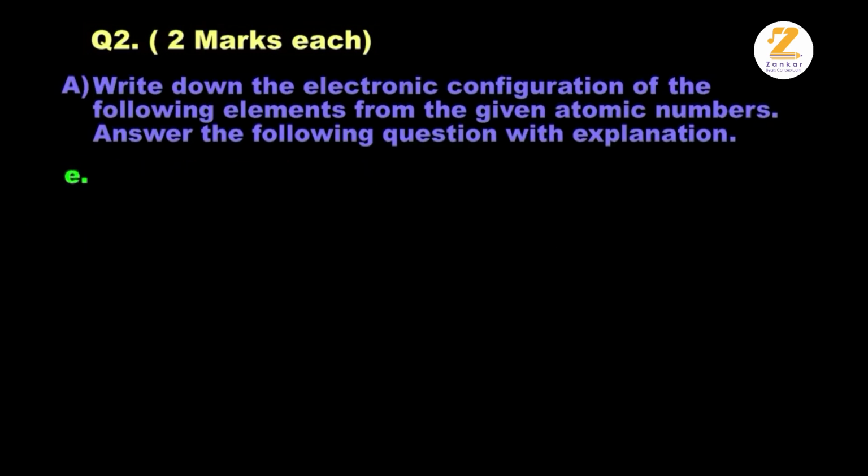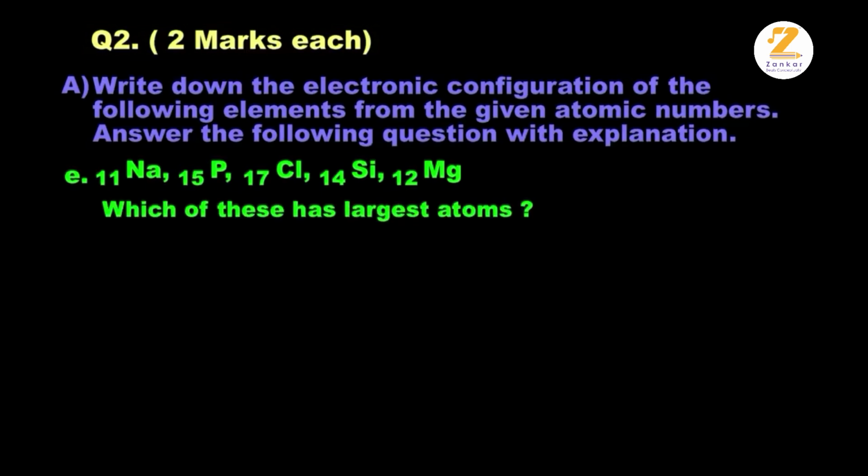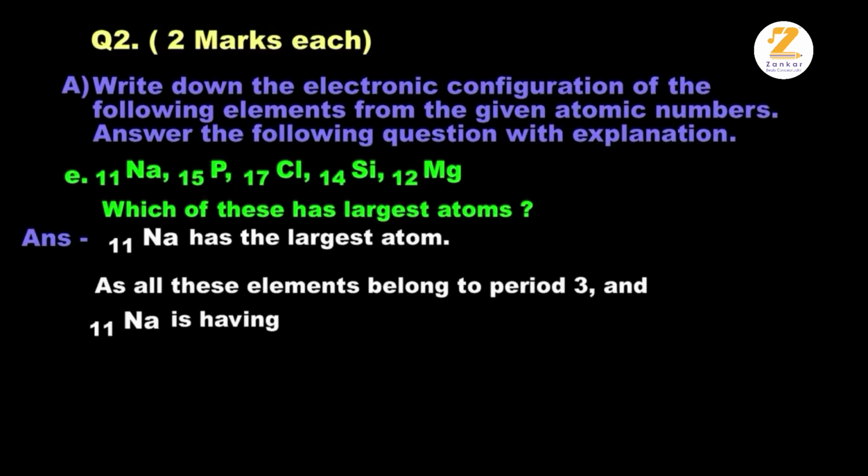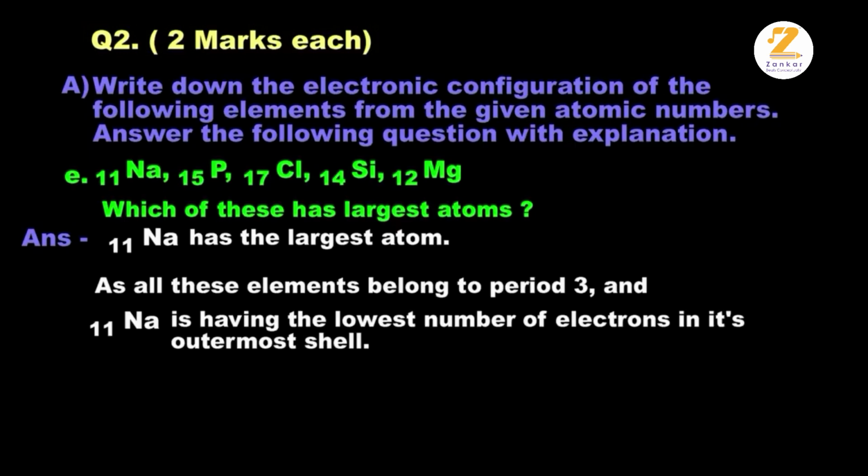Next question. Sodium 11, phosphorus 15, chlorine 17, silicon 14, magnesium 12. Which of these has largest atoms? Sodium has the largest atom, as all these elements belong to period 3 and sodium is having the lowest number of electrons in its outermost shell.